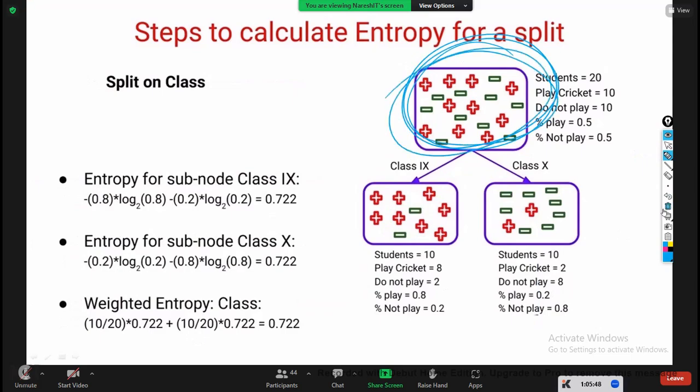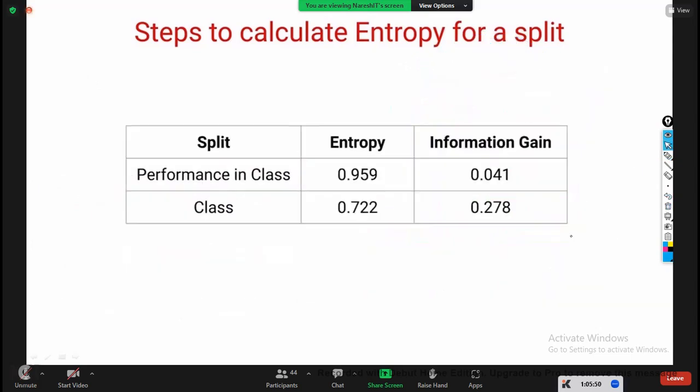Now, once you calculated the entropies, now you are having the entropy of the first column, entropy of the second one. And from this, you are going to calculate the information gain. Information gain is 1 minus of that one. So 1 minus of this. Now, out of these two, which is having the higher information gain? Class is having. So like this, we are going to select the class as the root node.